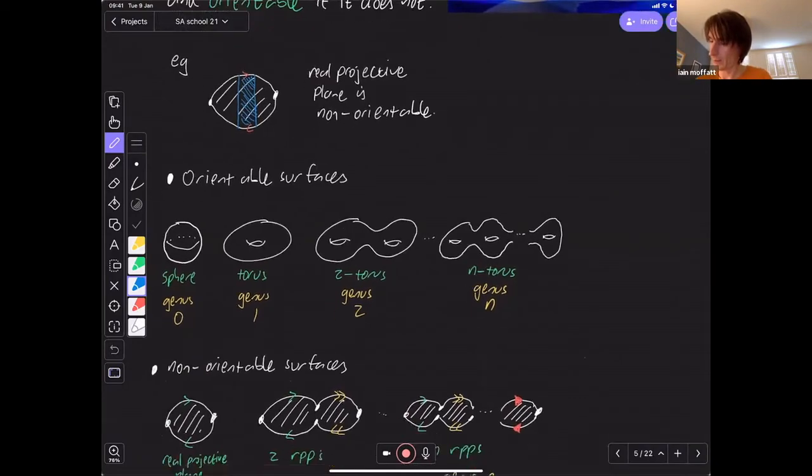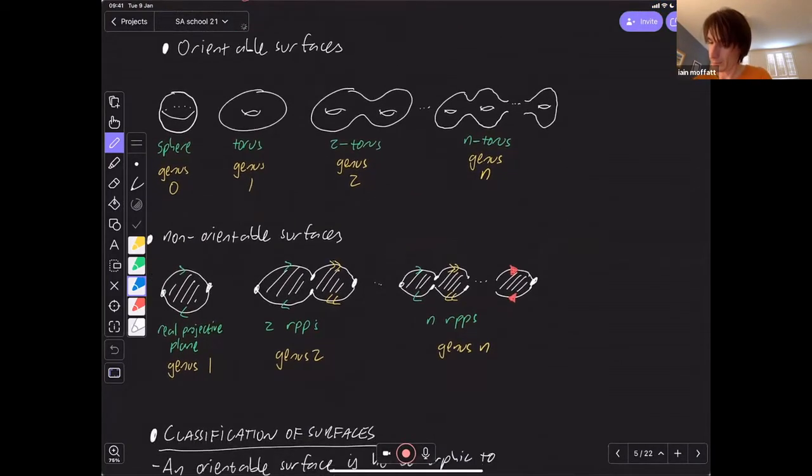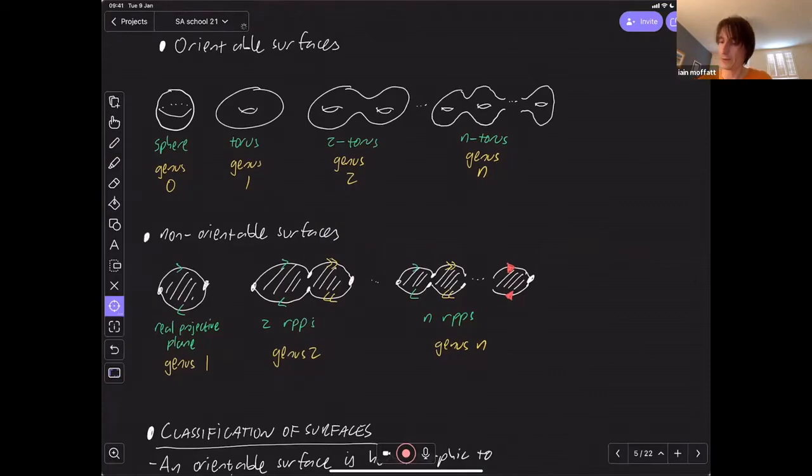Okay, so far we've seen examples of the sphere, the torus, the two torus, and we could keep going with this pattern, have three torus and n torus and so on. And these are all orientable, and we classify them by something called genus. So the sphere has genus 0, torus has genus 1, two torus has genus 2, and so on. So basically, it's kind of the number of donuts that you've glued together to make your surface.